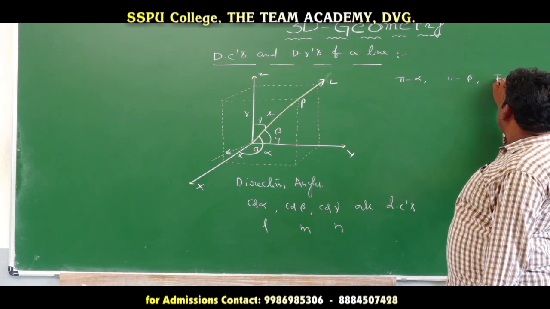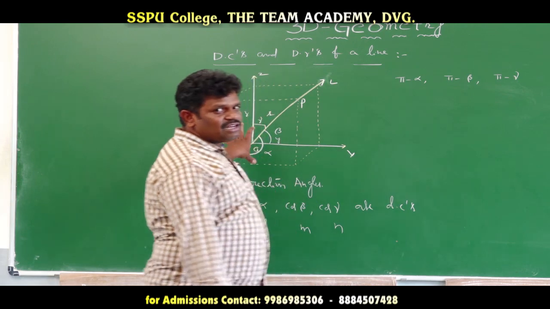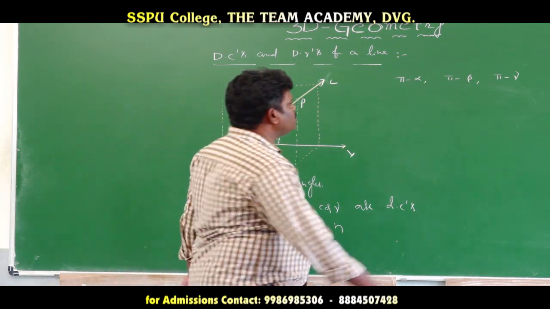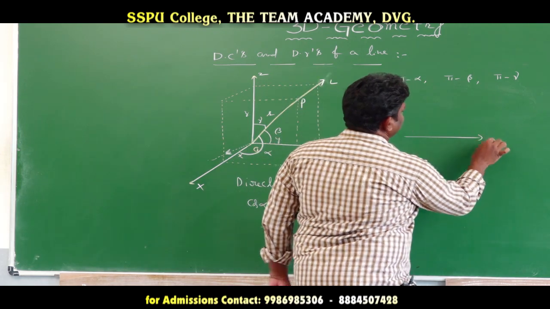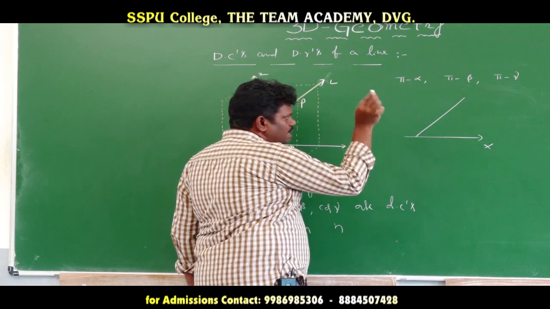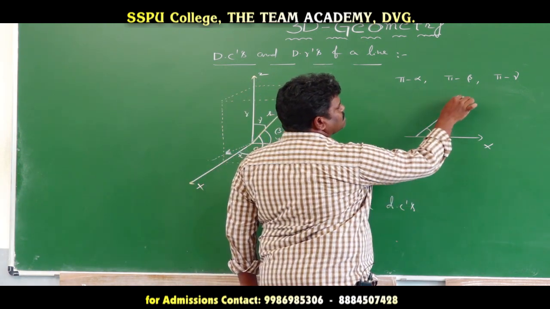Complementary angle, what we have written here: pi minus gamma. In this diagram the imagination is difficult, so that's why we have simply drawn it here. This is the x-axis. Now this is the directed line, and this directed line makes the angle alpha with the x-axis.